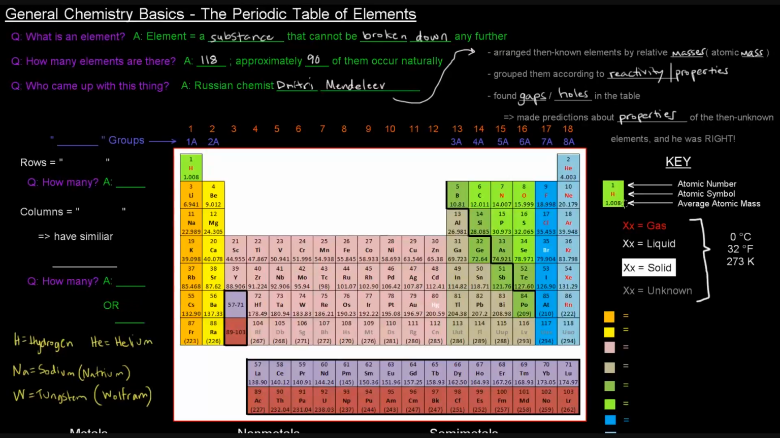Okay, unless you already know this stuff. Anyway, another thing that you'll notice is a lot of these symbols are written in black. If they're written in black, that means that thing is a solid at the temperature of 0 degrees Celsius or 32 degrees Fahrenheit, 273 Kelvin. If it's written in red, like hydrogen or helium up here, it's a gas at that temperature. If it's written in white, like bromine over here, number 35, and mercury, Hg, number 80 here, those are liquids at that temperature. And if it's gray, it's unknown.